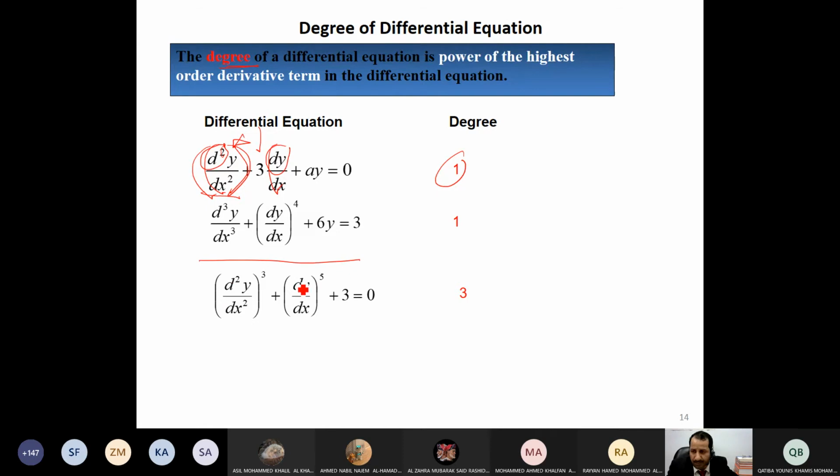Let me come to the second example. D to the power 3 y over dx cubed. So it tells me that this equation is a third order differential equation. Why? Because y here has been differentiated 3 times. The power here for this differentiation is 4, but the power for the highest order is 1. So I say the degree is 1. Let me take another example. Now here, this is the second order and this is the first order. I don't care about the first order, just look at the second order. What is the power? 3, I say the degree is 3.